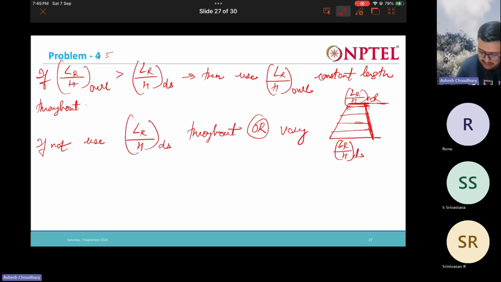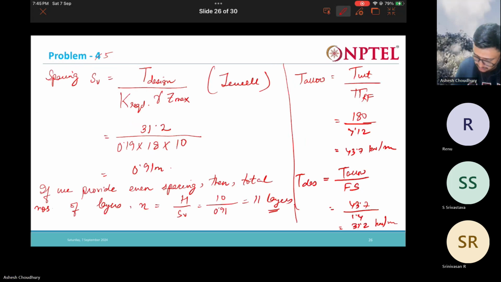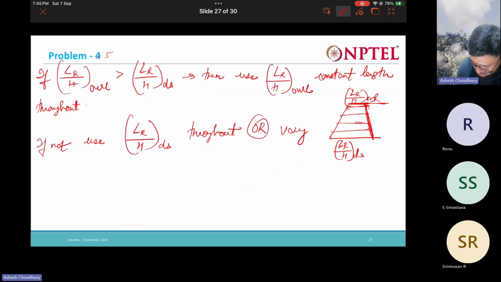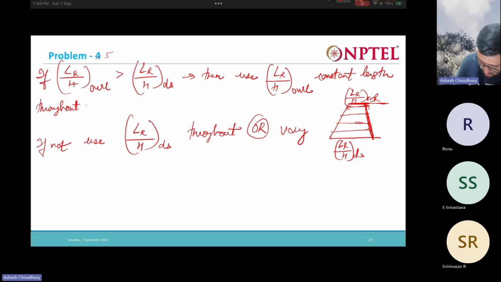So in our case, what is the thing? In our case, LR by H overall is 0.51 and LR by H ds is 0.38. So in our case, we select LR by H overall throughout.